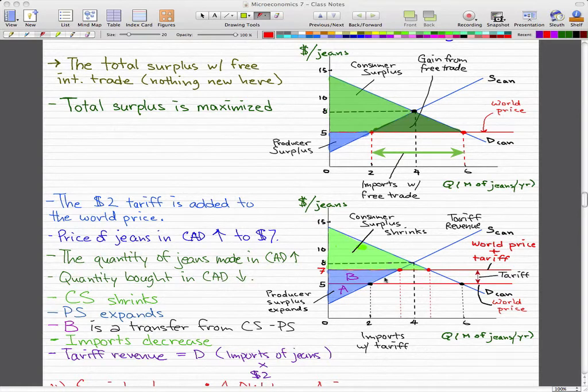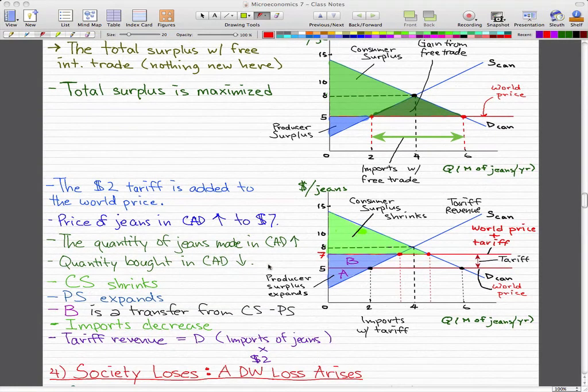But to trade off with the shrinking of the consumer surplus, we actually increased or expanded our producer surplus to this blue area. Before, this producer surplus was only this small area that we have, but now it includes this B area that we gained from the shrinking of the consumer surplus. So B is a transfer from consumer surplus to producer surplus, and imports actually decreased, as we can see here. Before, imports was this big green arrow, but now imports is only this small little arrow of about a million pairs of jeans being imported.